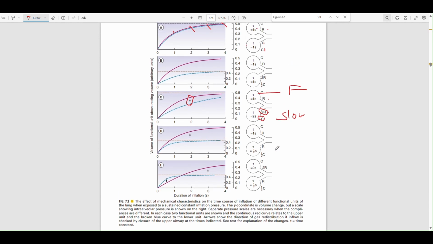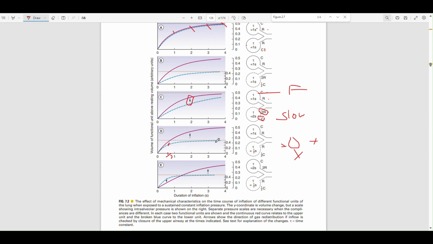What did we say with compliance? Compliance is the lack of stretchability. So if it's unable to stretch, what happens? You know that the volume is going to reduce. What's really interesting here is that the compliance is half. That means the time taken is half a second. So it's actually quicker. Half a second. It is quicker, but the volume, because it's unable to stretch, is reduced.